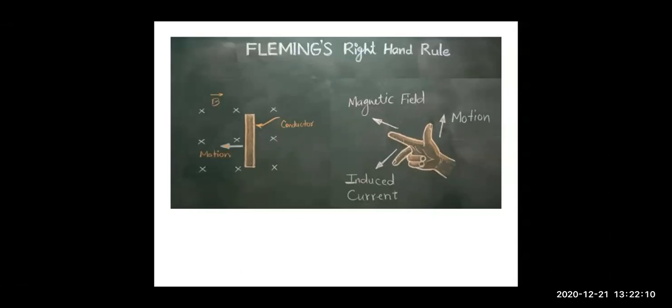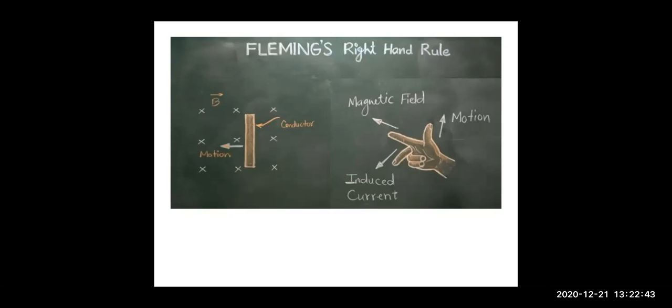Then we have to place our first finger in the direction of magnetic field, and we have to place our thumb in the direction of the motion of the conductor, meaning in which direction we are moving the conductor, right? We are moving the bar magnet, so we are moving it in a particular direction, right? Then the middle finger will give you the direction of the induced current, the direction of the current that is produced in that conductor.